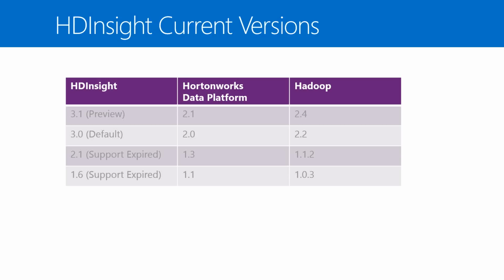So all in all, if you are looking for a Hadoop 2.2 offering, then you need to create a cluster of HDInsight 3.0. If you are looking for Hadoop 2.4, then you can create a cluster of HDInsight 3.1, which is still in preview. And this is just to map how Hadoop has been packed by Hortonworks and how we ship Hortonworks Data Platform onto HDInsight.